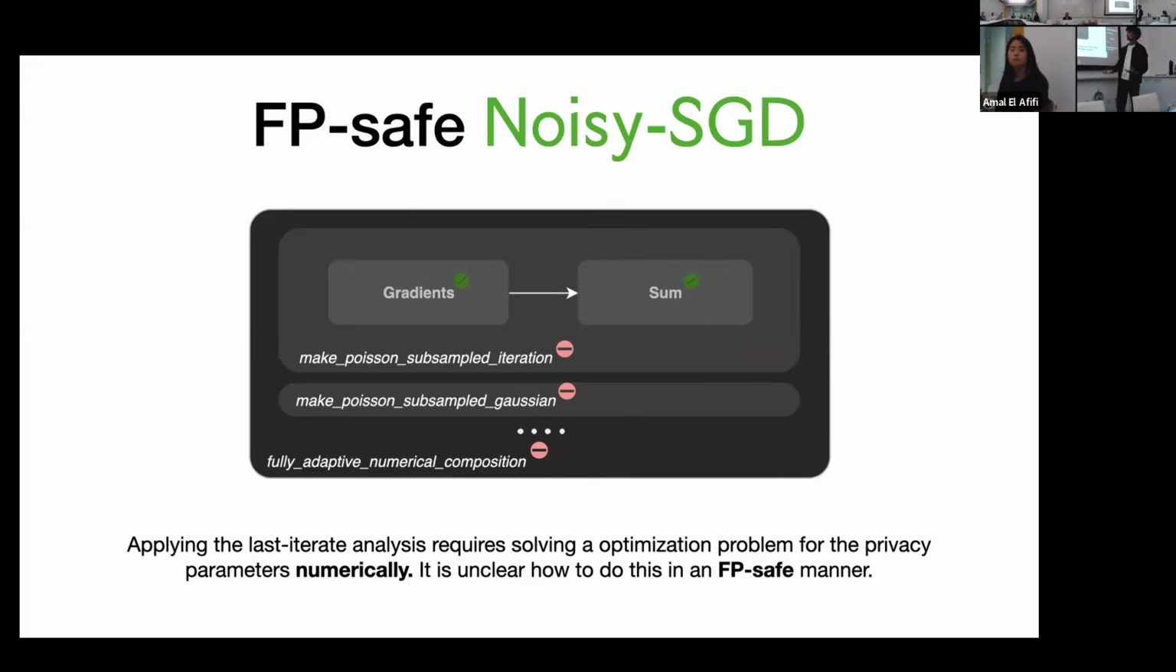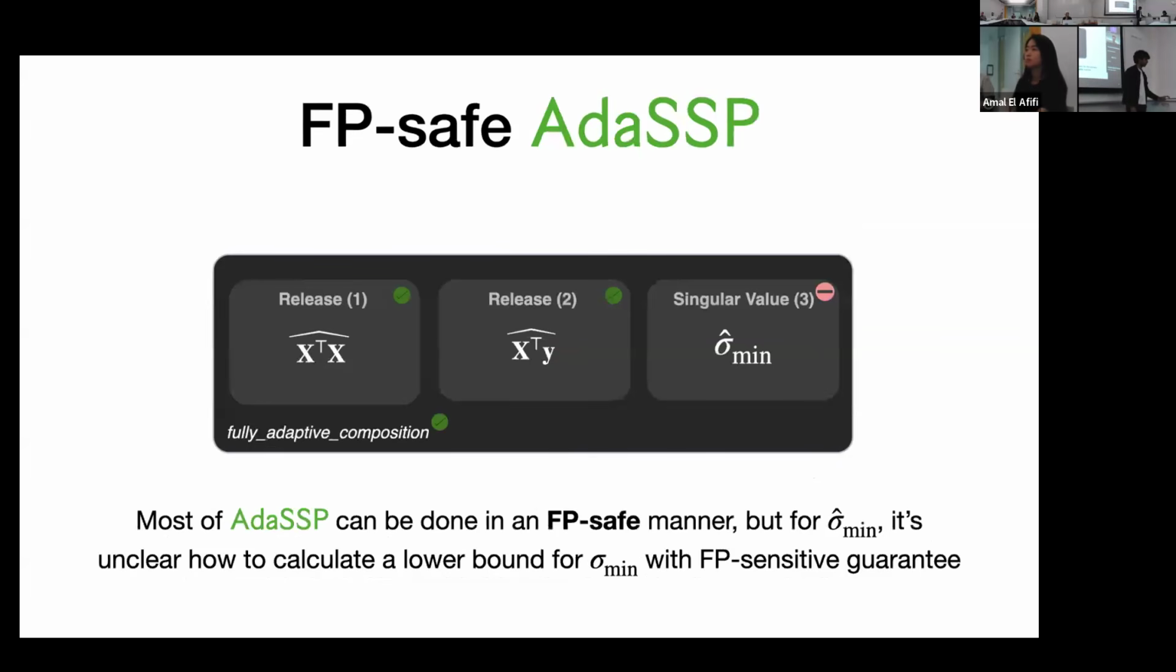We know how to do these things in a floating point safe way, but we specifically need to first solve a derived optimization problem. It's a convex quadratic problem if it matters. It's unclear how to solve this problem in a floating point safe manner. Furthermore, composing these guarantees actually requires a fully adaptive numerical accountant that is floating point safe. OpenDP doesn't have this. It's unclear to me that there are known ways to make a numerical accountant floating point safe. So achieving a floating point safe Noisy-SGD is pretty hard, and it's unclear how to do it without a significant amount of engineering effort.